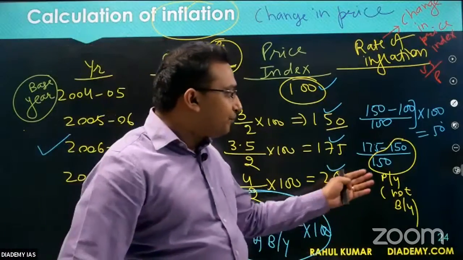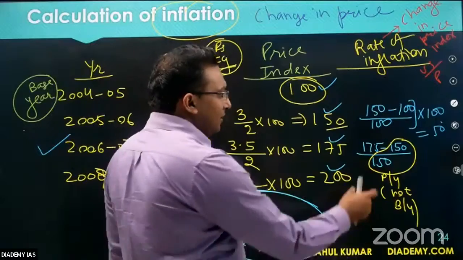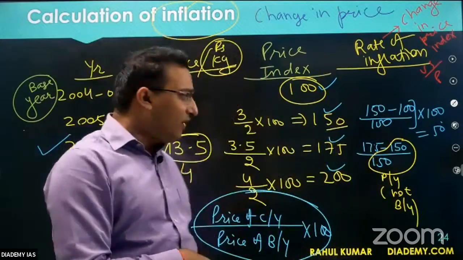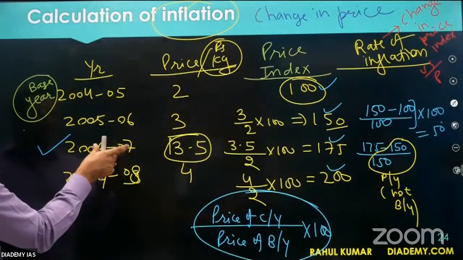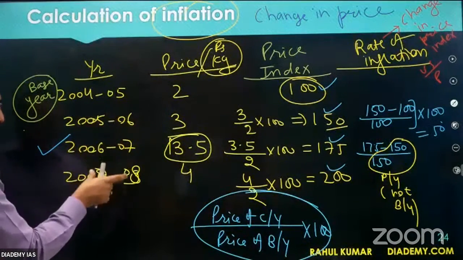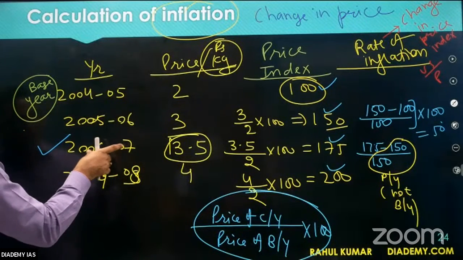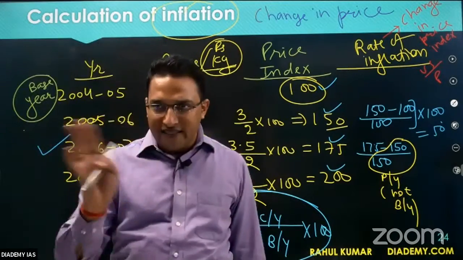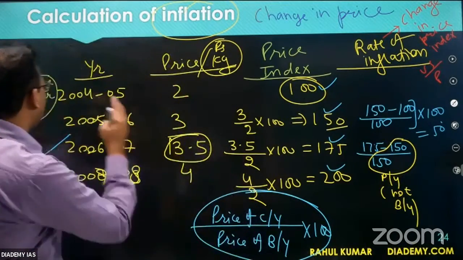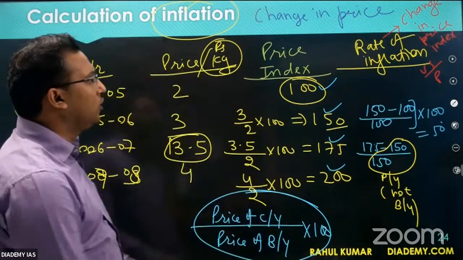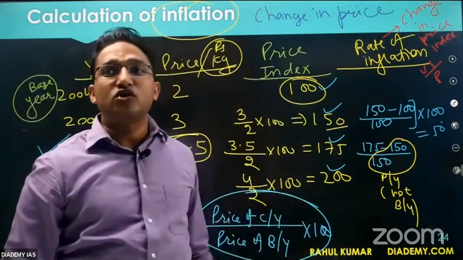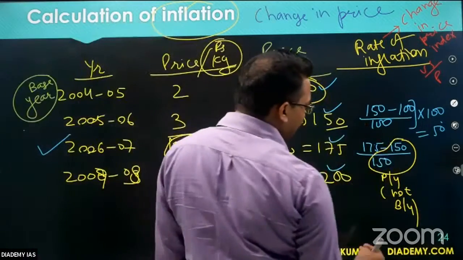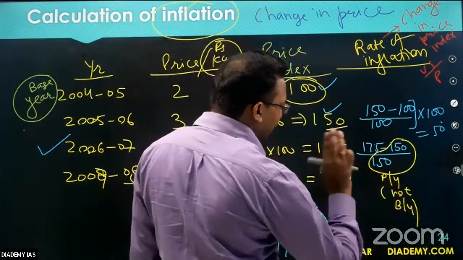So coming back, here we are comparing the price index of the previous year, always the last year. If we are talking about 6-7, we will see the price index of 5-6. If we are talking about 7-8, we will see the price index of 6-7, and so on. Just the preceding one year, not more than that. We will not go back to the base year, because the base year's purpose was only to calculate the index, not the rate of inflation.